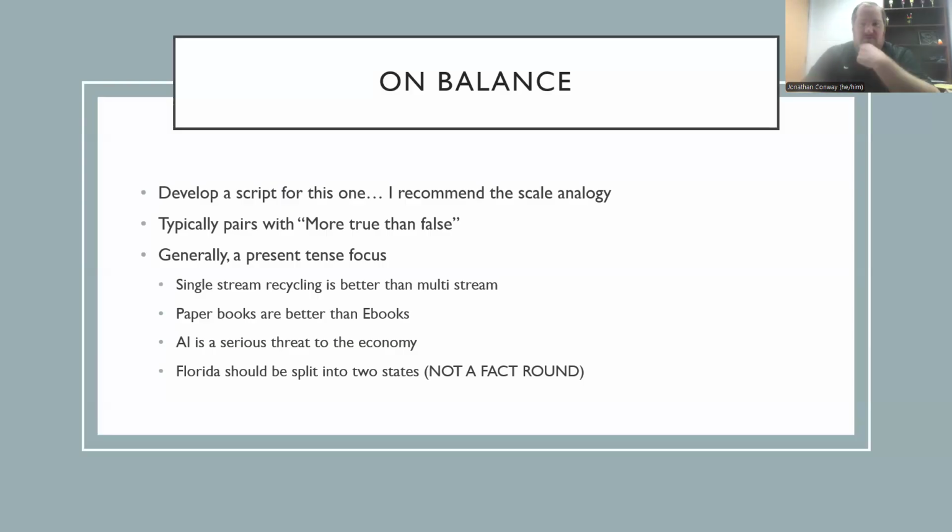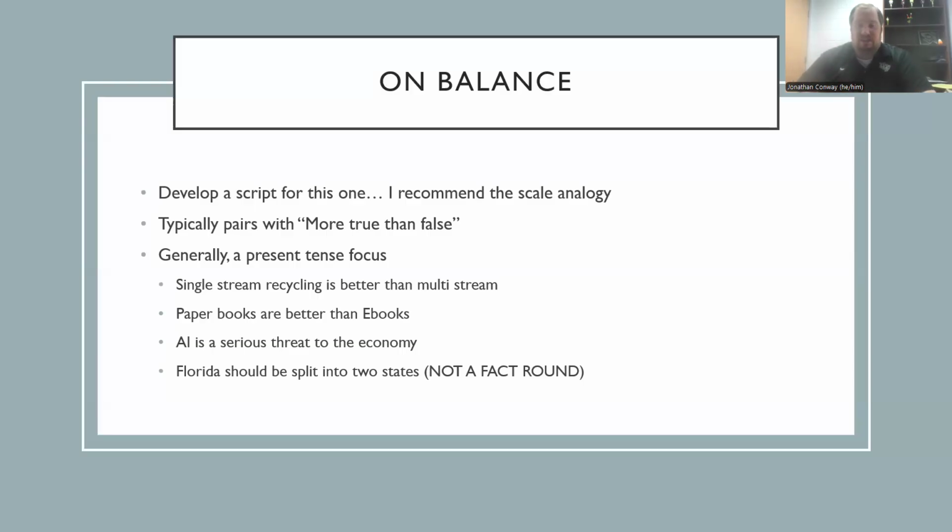So again, it pairs true false. Generally, you're talking about a present tense focus. Single stream recycling is better than multi-stream. This is a this or that. It could be interpreted as a value because you're sort of saying do one over the other, but in general, it is saying in the status quo, this is true.